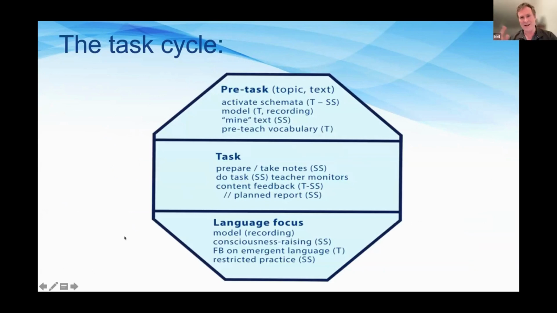So here's one example of the task cycle. This is slightly simplified from the one by the Willises again. There are 3 broad stages to a task-based lesson, and nearly always, because these are important stages, but people manage the stages in different ways. It's not a monolithic approach. These are just the kind of things you can do in each stage.